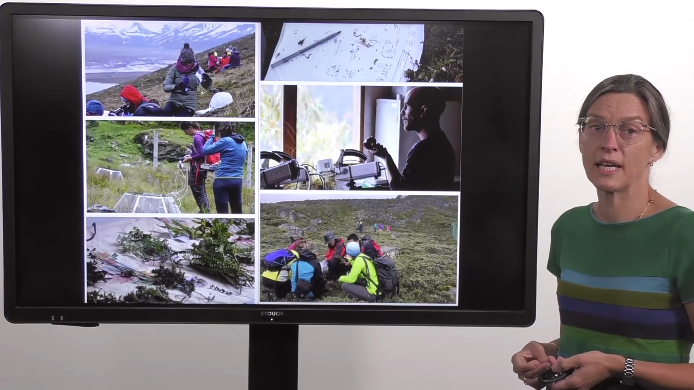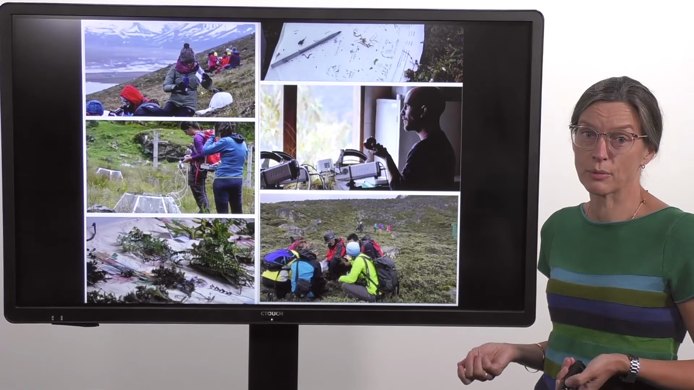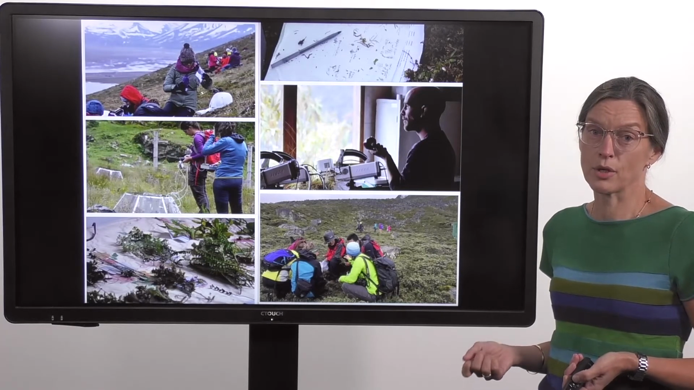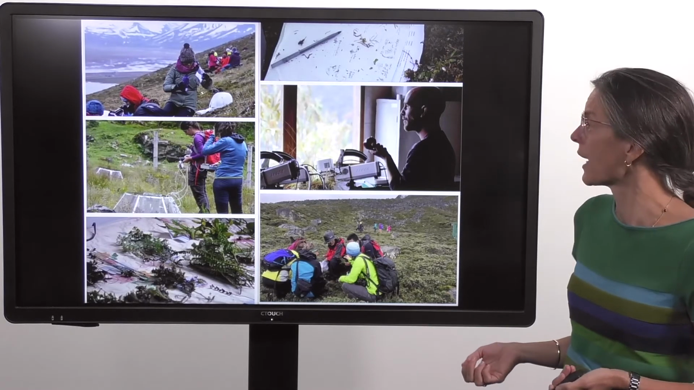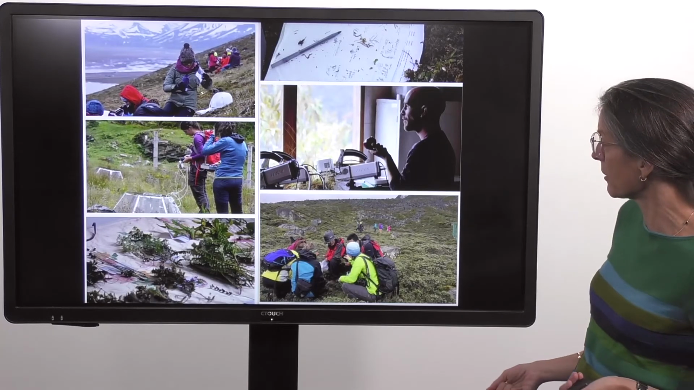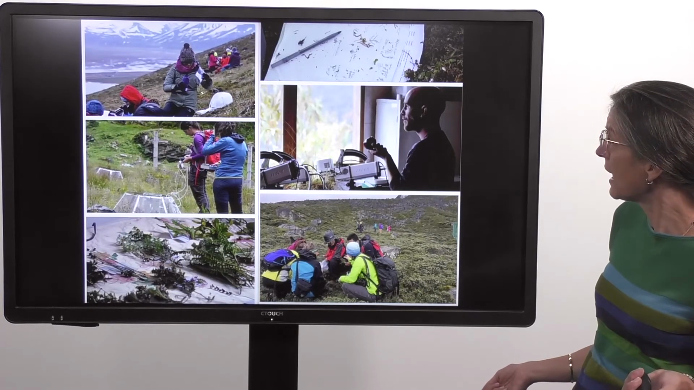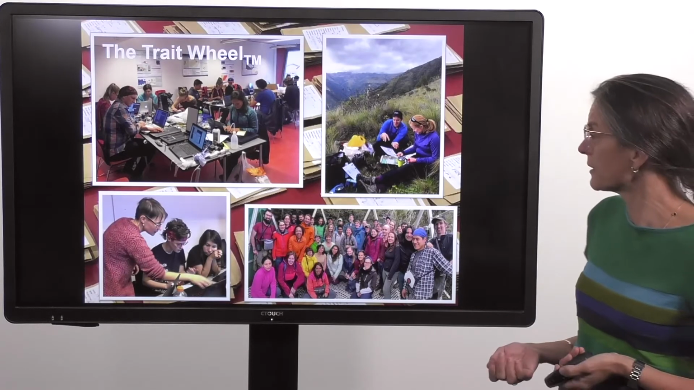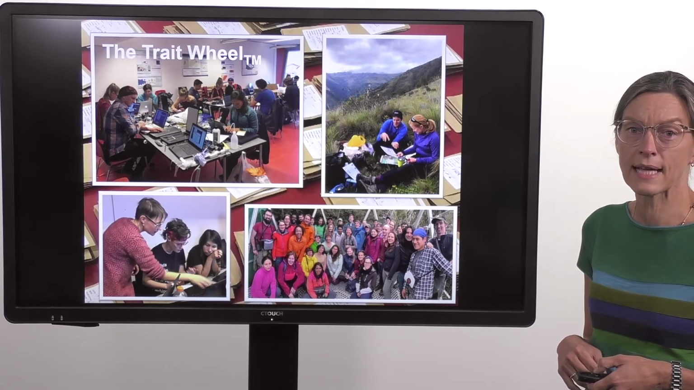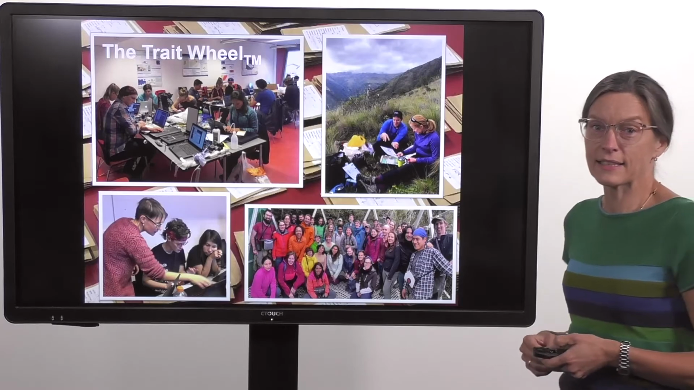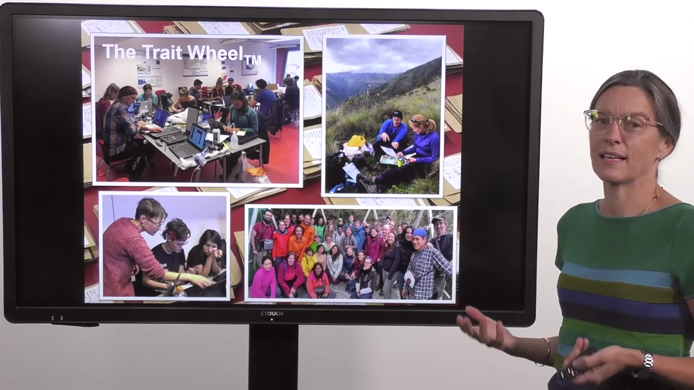What we do is that we travel around to different parts of the world and measure traits, but we also measure ecosystem and physiological responses that I'm not talking about today. So these are some of the people in Svalbard and Peru. Here are some more people, also in these same two localities.